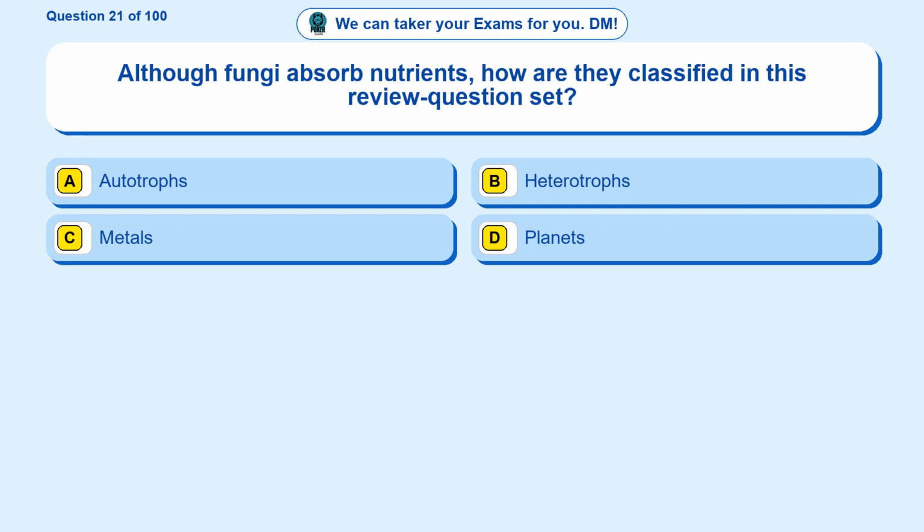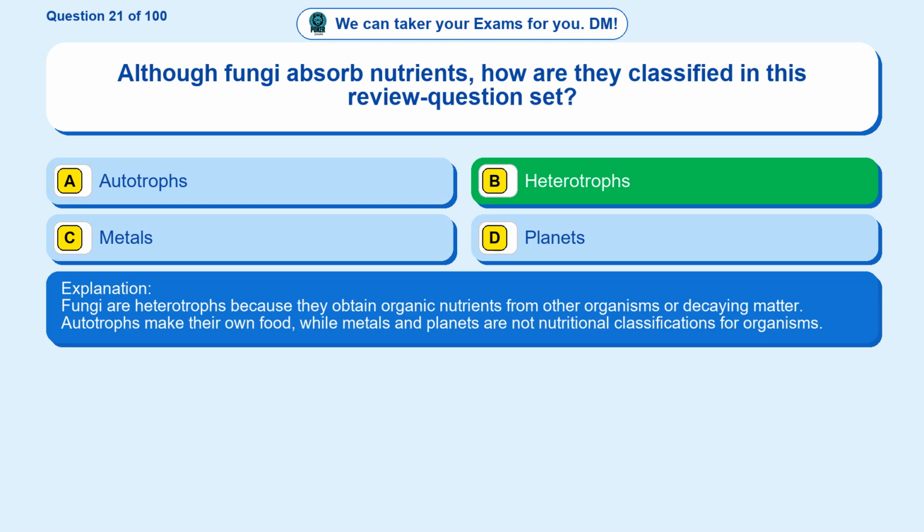Question 21. Although fungi absorb nutrients, how are they classified in this review question set? Option A. Autotrophs. Option B. Heterotrophs. Option C. Metals. Option D. Planets. The correct answer is option B. Heterotrophs. Fungi are heterotrophs because they obtain organic nutrients from other organisms or decaying matter. Autotrophs make their own food, while metals and planets are not nutritional classifications for organisms.